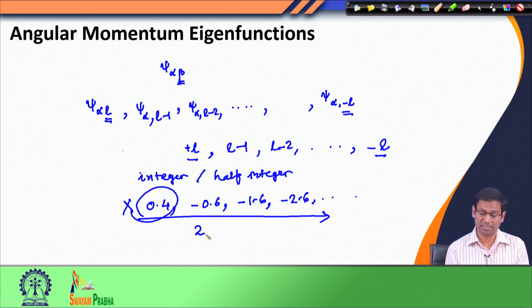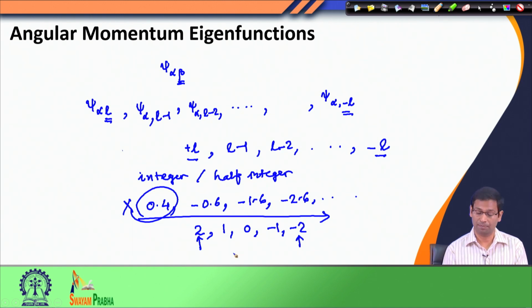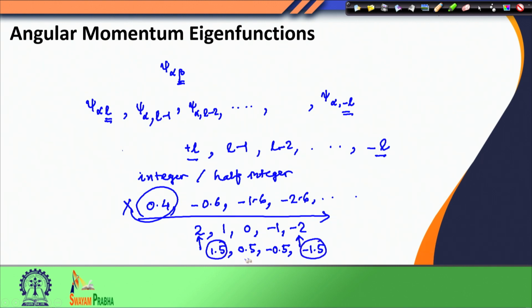So, for example, if it is an integer as 2, then in the step of 1, 2 minus 1 is 1, 0, minus 1, minus 2. So, here I see that plus L, minus L both are present, and this is the maximum value of beta and this is the minimum value of beta, and they are all in the step of 1. Similarly, when I take 1.5, which is a half integer, the next one will be 0.5, the next one would be minus 0.5, minus 1.5. Again, I have L and minus L both in this series, and the series is in the step of 1.